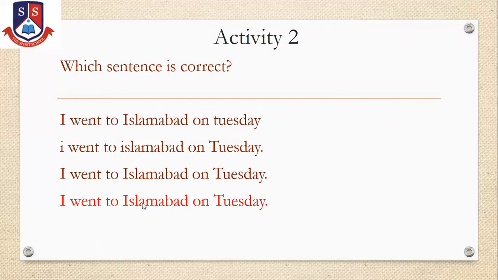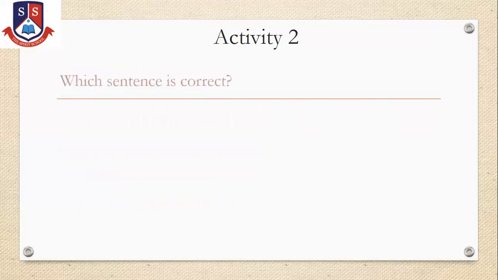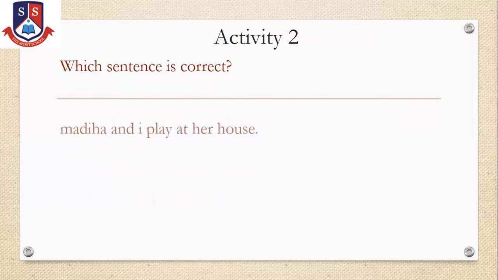And this is Islamabad. This is the name of a place. It always begins with a capital letter. And this is the beginning of the sentence, and the pronoun I is always written with a capital letter, and this sentence is ending with a full stop. So this is the correct option. Very nice. All right, students, which sentence is correct?